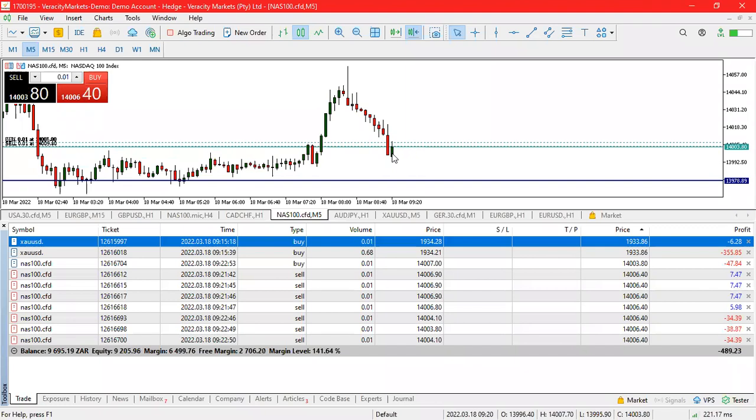So let's wait. I want to show you something, guys. Check the candle, what's going to happen with the candle when it closes. This is 5 minutes time frame. You'll see it will go down.